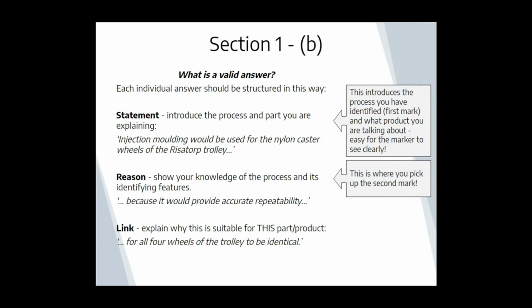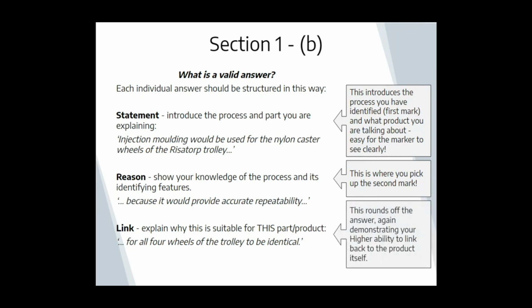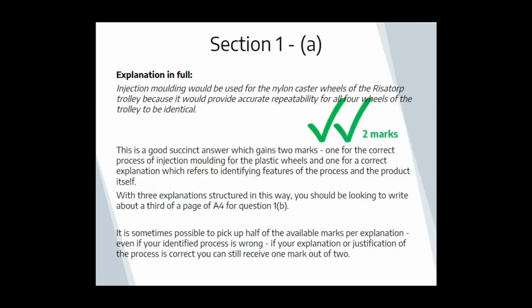So if you can give a correct justification for your process from the statement part, you should be able to get your 2 marks. And lastly, you want to link back. So explain why it's suitable for this part or product. So for this example, it's going to provide accurate repeatability for all 4 wheels of the trolley to be identical. And again, the reason we do this is because it rounds off your answer and it demonstrates your higher ability to link back to the product itself.